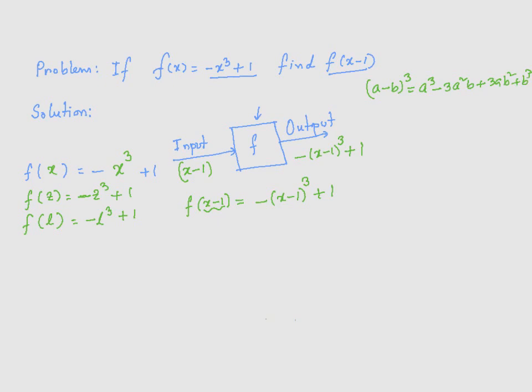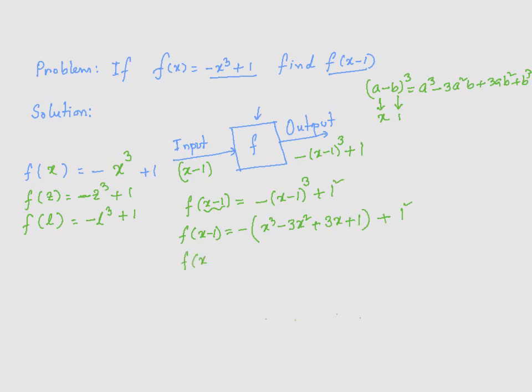If you were to simplify it, f of x minus 1 is equal to, I'm just going to put the negative here, x cube minus 3x square. A is x in our context and b is 1. 3a square b means x square times 1, which is 3x square, plus 3ab square, which means 3x times 1 square, minus b cube, which is 1. Then plus 1.